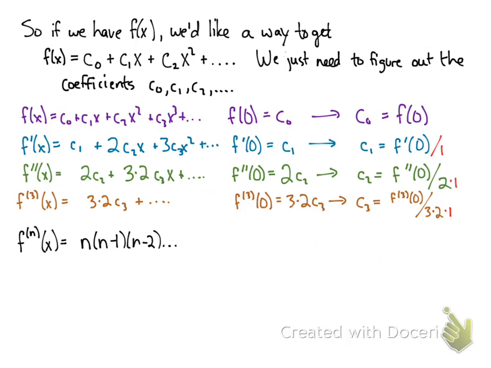So after n derivatives, we have n times n minus 1 times n minus 2, and so on, all the way down to 2, times that coefficient cn, and there's no more x's left. And then there's a bunch more terms, but all those terms have x's in them. So when I plug in x equals 0, I just get n times n minus 1 times n minus 2 dot dot dot down to times 2 times 1, that's n factorial, times cn. And that means the coefficient cn is the nth derivative of f with 0 plugged in, and that number divided by n factorial.